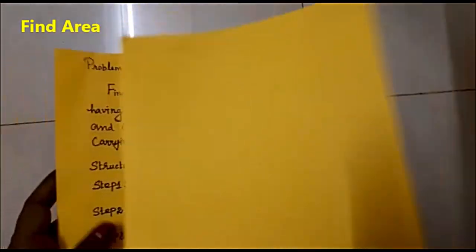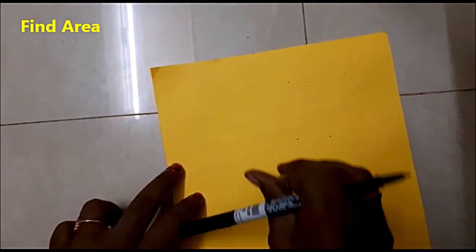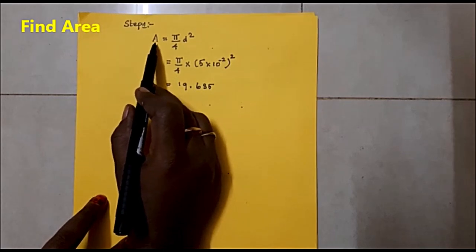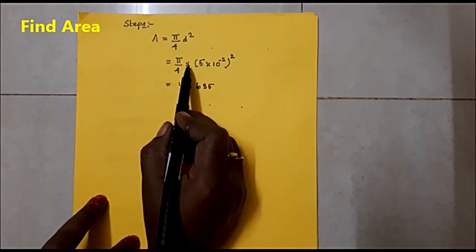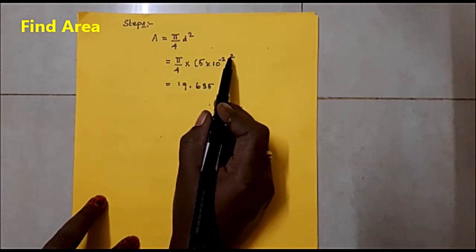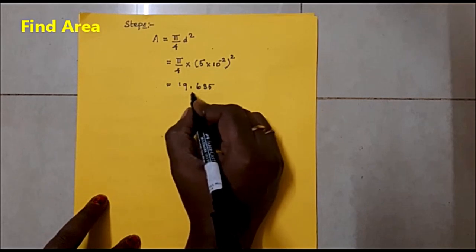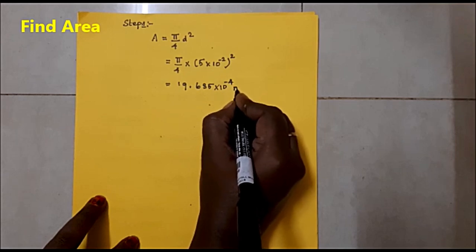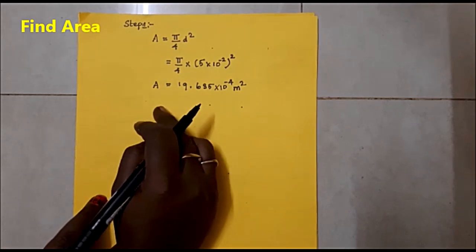Next, we are going to find the area, which is step 1. Step 1 is to find the area, whose formula is A equals pi by 4 D square. Pi by 4 into D, the diameter of the coil, which is 5 into 10 power minus 2, whole square. After calculating this, the area is 19.635 into 10 power minus 4 meter square. This is the value of A obtained in step 1.